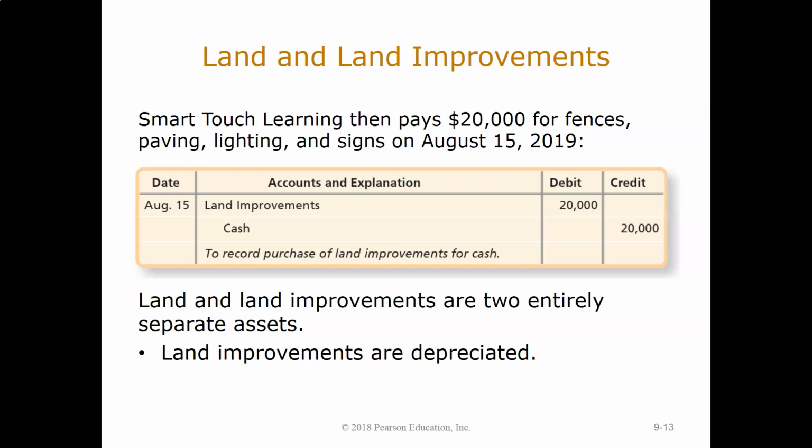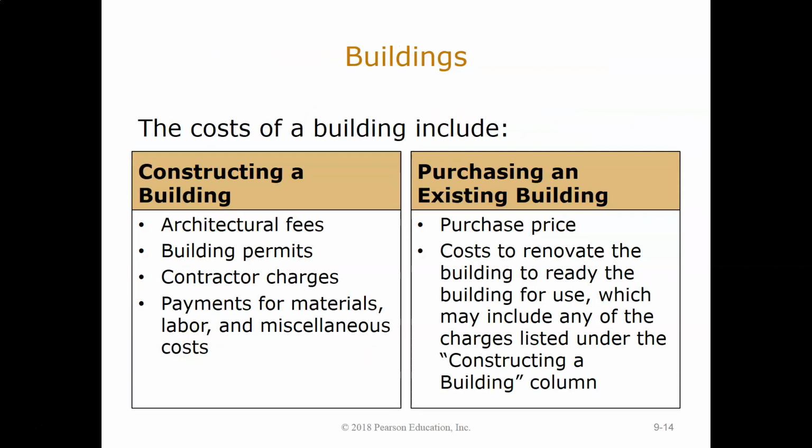Afterwards, I have the land. Now I pay $20,000 for fences. Well, look at what I'm debiting. Not land, but land improvements. It is a separate account from land. So I debit land improvements and I credit cash. By the end of the year, we will depreciate our land improvements.